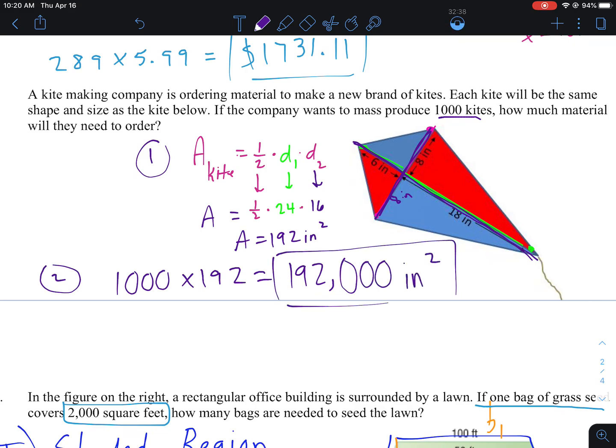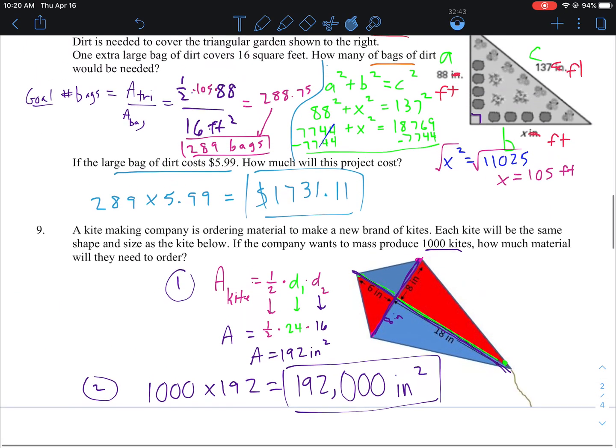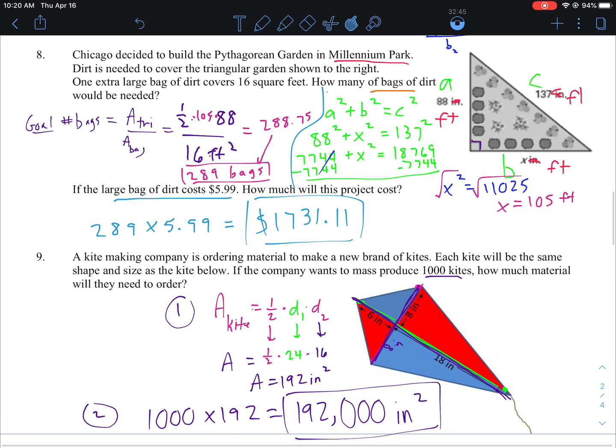All right, so again, might not see that on the homework necessarily, but it's still good practice. You could very well come across a kite question or one that involves Pythagorean theorem in the coming assignments.